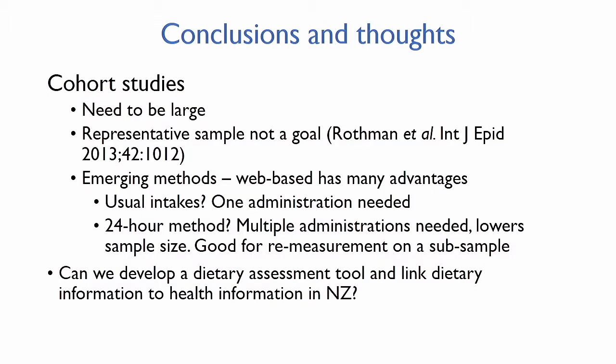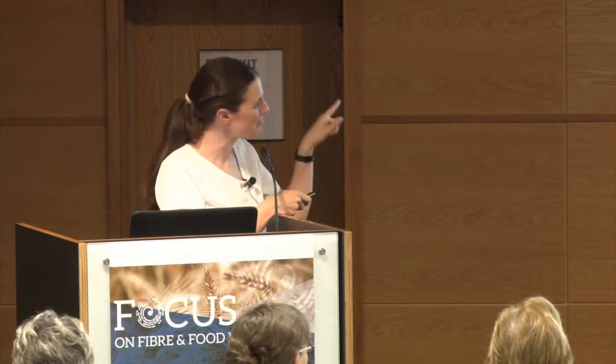So my thoughts are that cohort studies really need to be large, but not representative. I think the web-based methods have many advantages, probably not just for cohort studies. You can use a method that measures usual intake, like the one in UK Biobank, the touchscreen, where they just did it once and you kind of get an idea of what someone's usual intake is, or multiple administrations of a 24-hour method, although that does seem to drop the sample size. But my question is, can we develop or adapt one of these dietary assessment tools and get large numbers of New Zealanders to complete it and link it via the unique health number to the routinely collected health information in the IDI? And that's what I want to be working on over the next few years. So if anyone has any thoughts on that, this is my email address, and please email me.